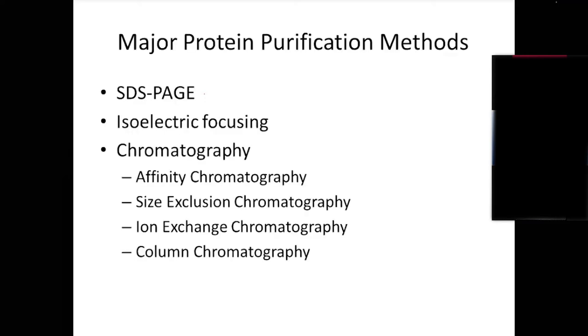All right, next we're gonna talk about one of our biggest topics for today, protein purification and isolation. For this, you'll really have to use your knowledge of amino acids and everything that we've covered so far to get a good answer to some of these questions, okay? The major protein purification methods are SDS-PAGE, isoelectric focusing, and different types of chromatography, including affinity, size exclusion, ion exchange, and column. So what is protein purification? Protein purification is when you have a solution of many different proteins and you want to isolate one protein of interest that you care about, either to study or to do whatever you want with it. You want to isolate it from a bunch of proteins, okay?